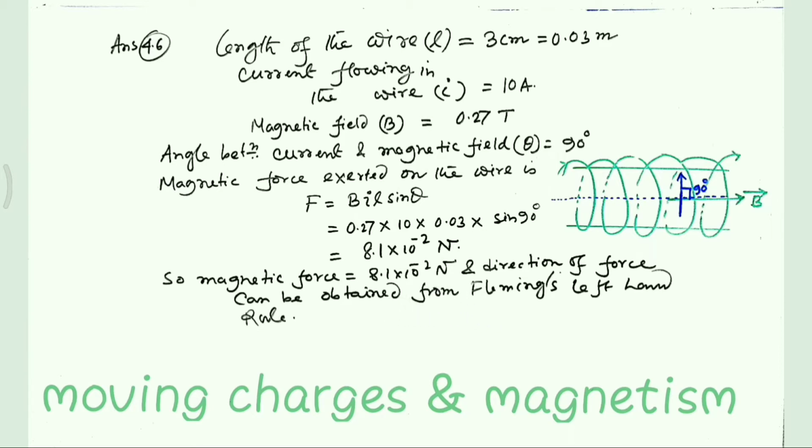And you know Fleming's left hand rule indicates that if 3 fingers, index finger, middle finger and thumb, are stretched perpendicular to each other, magnetic field is indicated by the index finger and current is indicated by the middle finger, then thumb will indicate the force on the conductor. So in this way you can find out the force on the conductor.